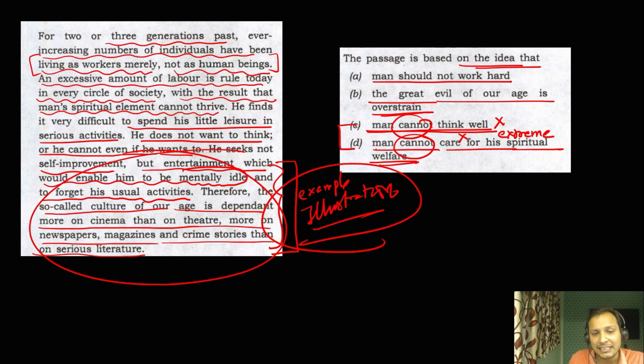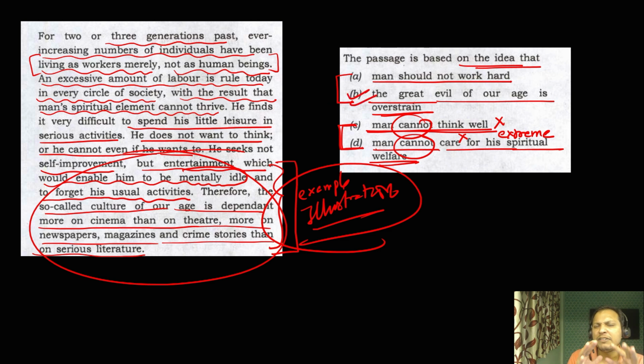So guys, C and D get eliminated. We are left with A and B. As I told you, the passage is about what? The passage is not saying that man should not work hard. The passage is saying that man is working too hard, that he is overstraining himself so that he has no time left for any kind of spiritual growth. Okay, so the answer will be option B.